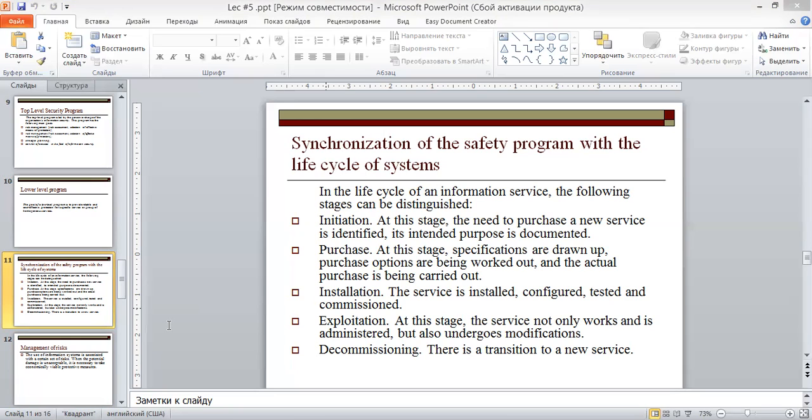Exploitation. At this stage, the service not only works and is administrated, but also undergoes modifications. Decommissioning. There is a transition to a new service.